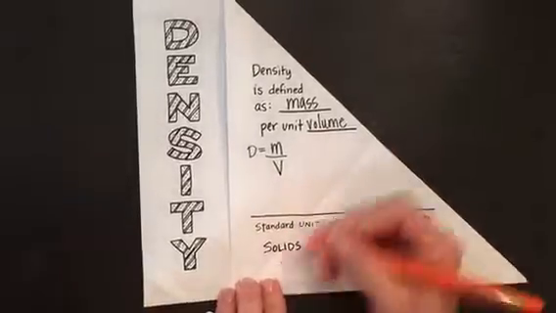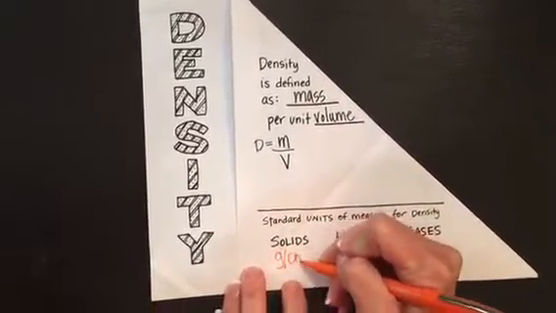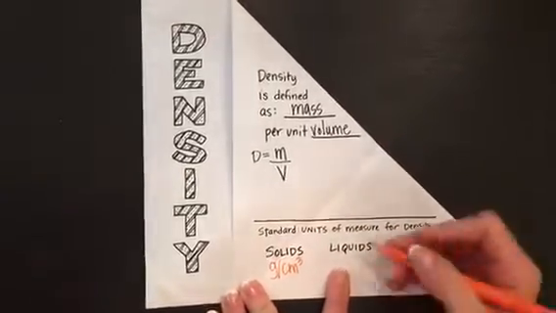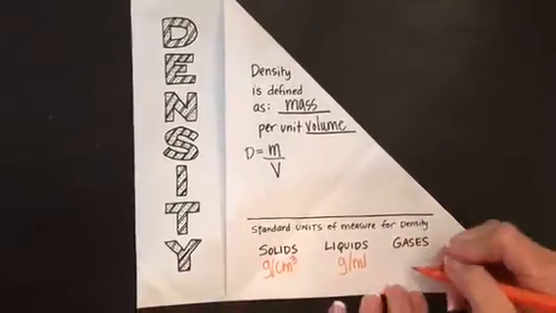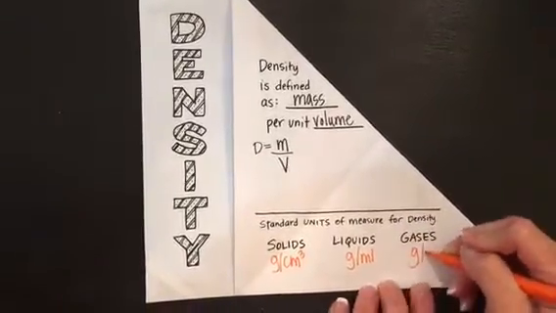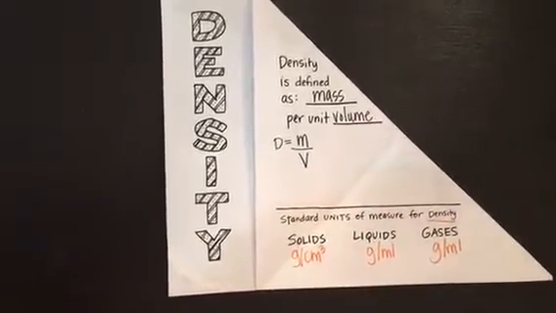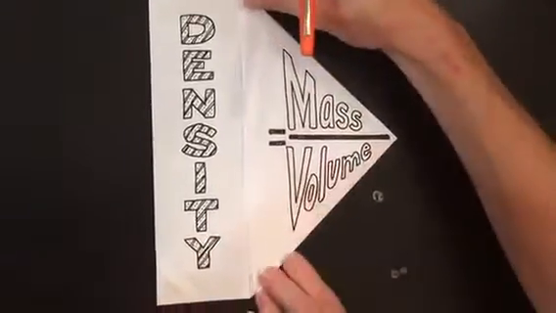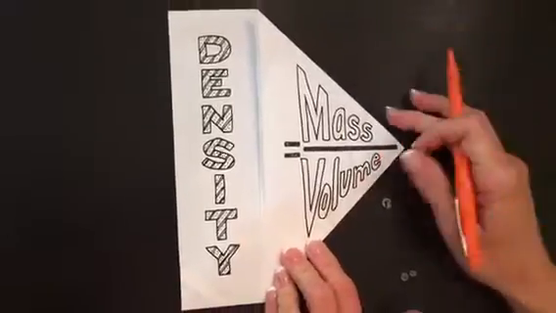For solids, since we're comparing mass to volume, we have to label our densities as grams per cubic centimeter. We're going to label our liquids grams per milliliter. And we're also going to label our gases grams per milliliter. So those are all of our density labels, units of measure. Okay? And then finally, when you fold it up, you have this nice, neat foldable that helps you remember that density is the mass divided by the volume.